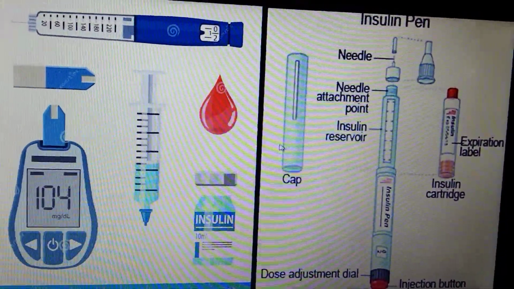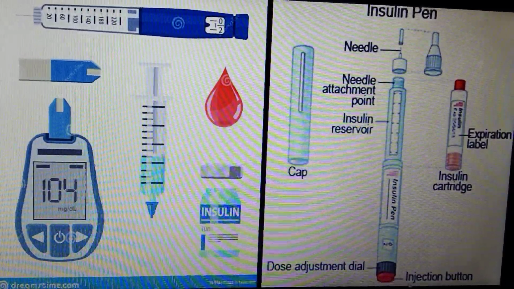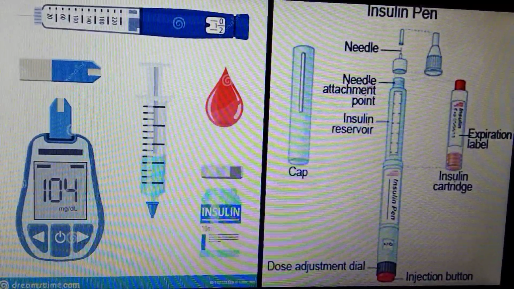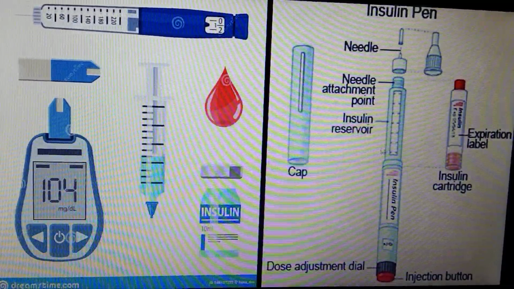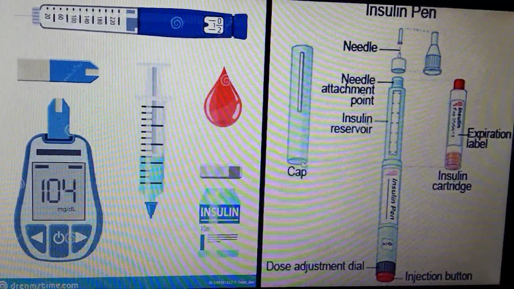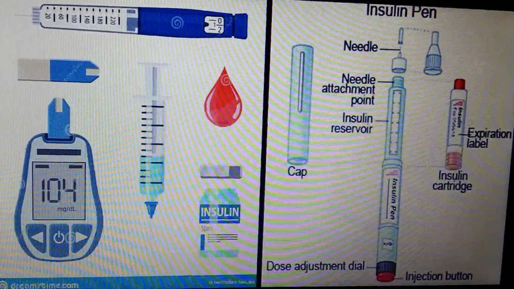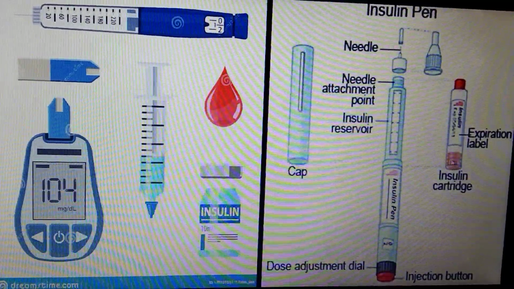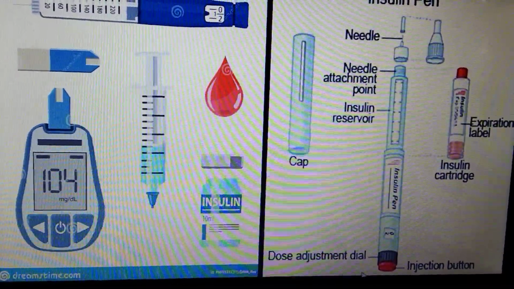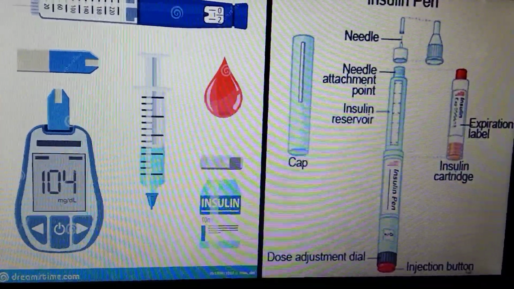So this is a diagram showing human insulin. It's an injection. We have your insulin pen. This is a needle. Here we have the needle attachment point. This part we call the insulin reservoir. It's a cap of the injection here. This is what we call the insulin cartridge. This is an expiration label, meaning date of expiry. Next is the dose adjustment dial. This is what we have here in the red color. This is an injection button.